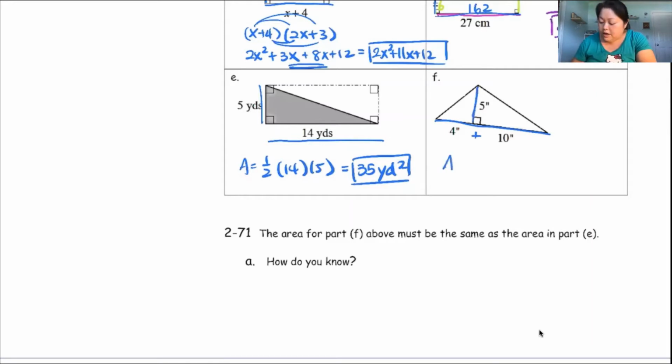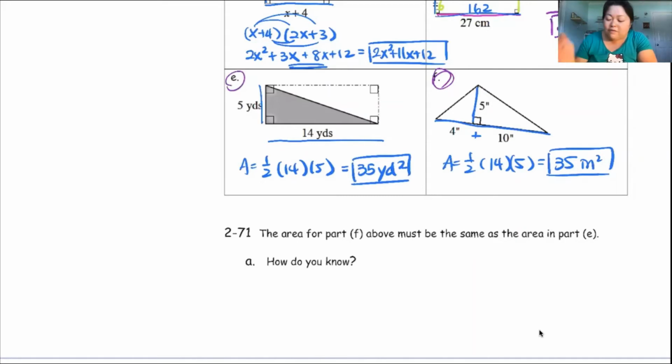So area is 1/2 base times height. I get 35, and this time it's square inches, but I still get 35. Interesting. So the next question asks you, the area for part F up here must be the same as part E. Why? Why are they the same? Well, you may not have seen this, but if you already do, that's fantastic. But if not, bear with me.